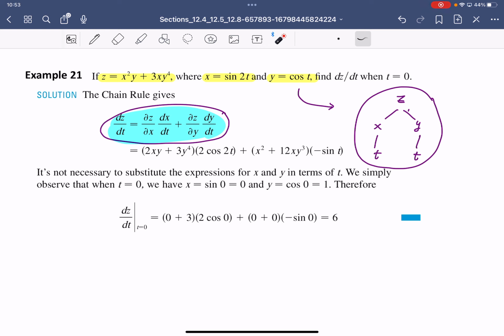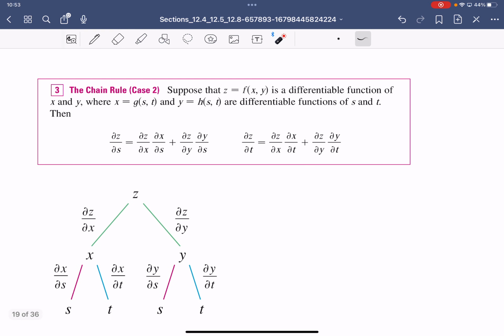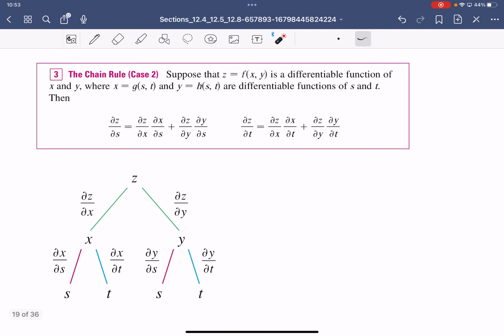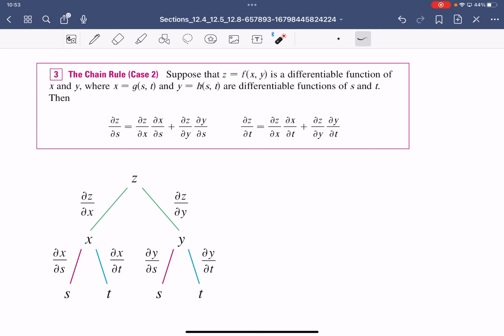Okay, so this is the example from the book. We're going to take a look at the example that we do together in class. Before that, this is another bigger diagram if you want to do something more on the chain rule. For example, if you have c, this time a function of x and y, which are functions of s and t.